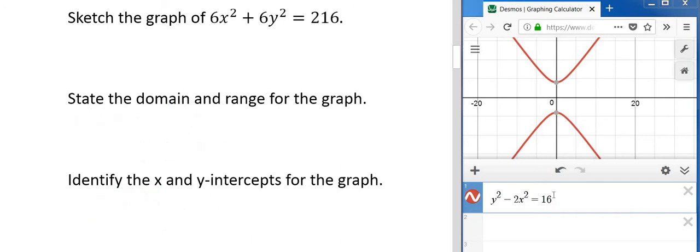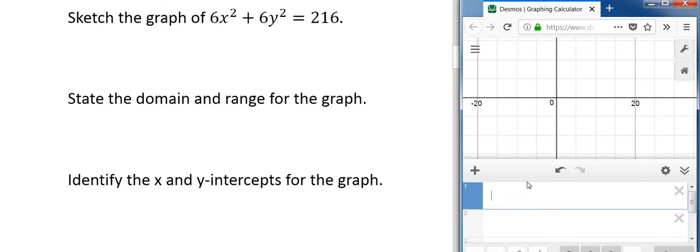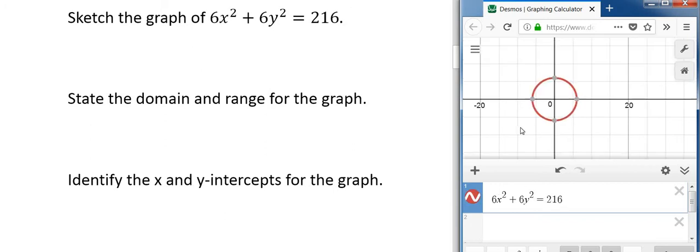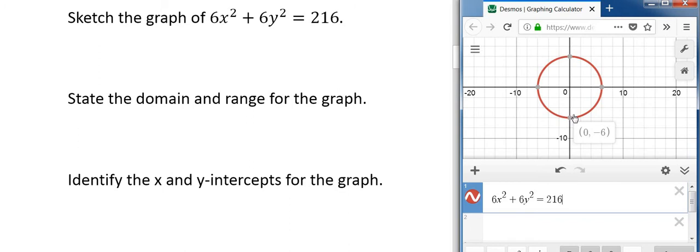I hope you're seeing how powerful Desmos is and what I want you to take from this. You could probably guess this is a circle because we haven't seen that one yet. Added together, coefficients are the same, you bet. We're dealing with a circle. Let's graph it quick. 6x squared plus 6y squared equals 216. All right? So there's our nice circle. Again, you can click on it, and it shows you all these points out here.